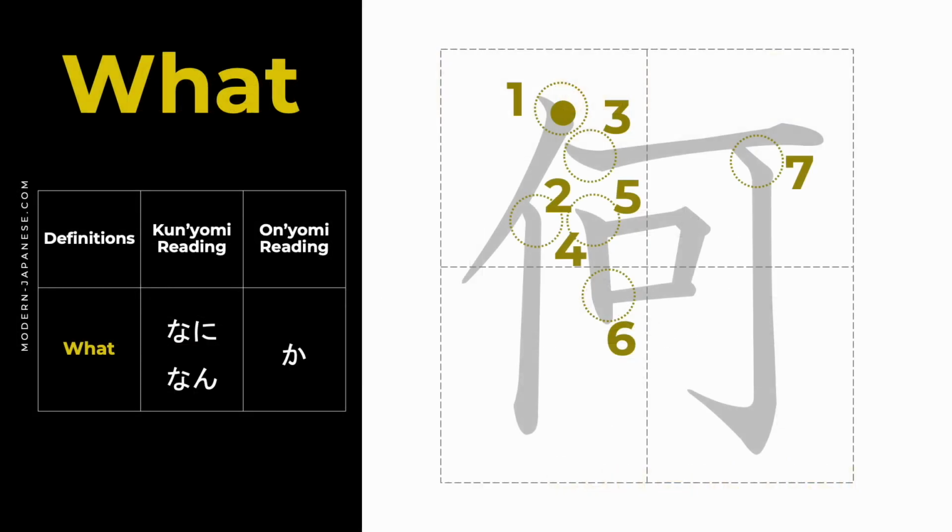Now we have another new kanji, nan. Nan translates to what. This kanji can be read as nani, nan, or ka. When you say nani, it means what, and it's a highly useful word.